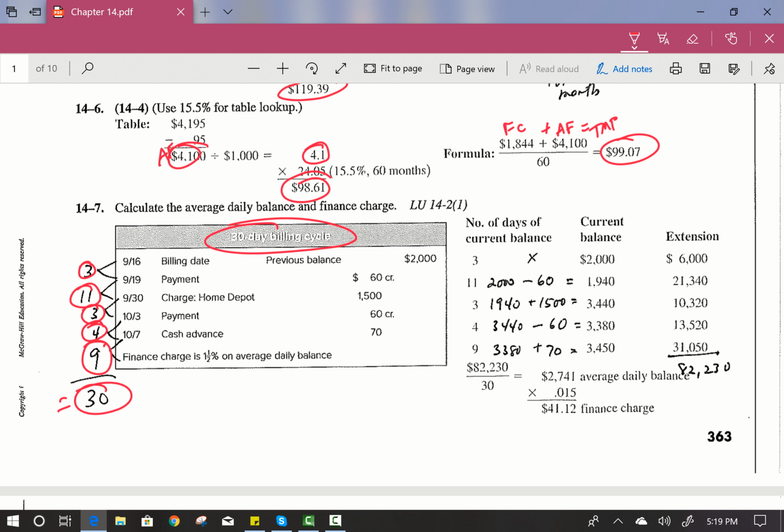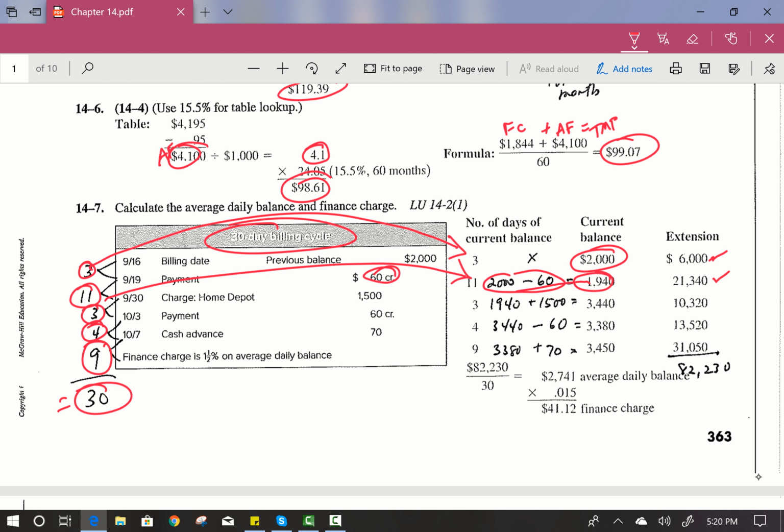Okay, now we're ready to start breaking that down a little bit. Our current balance is $2,000, and we had that balance for 3 days. So I'm going to take 2,000 times 3 to give me 6,000. Then in this next section, I'm going to subtract the $60 credit to give me 1,940, and 1,940 times 11 days will give me an extension total of 21,340.